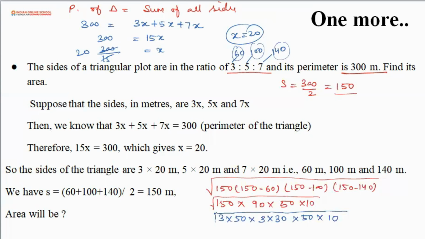Now we have a pair of 50, we can take it out. We have a pair of 3, we can take it out. And this 30, we are going to replace with 3 into 10. Then we have a pair of 10 as well, we can take it out. Only 3 will remain all alone, it will not have any pair. When we solve it, 5 3s are 15 and two 0s, so 1500 root 3 centimeter square is the area.